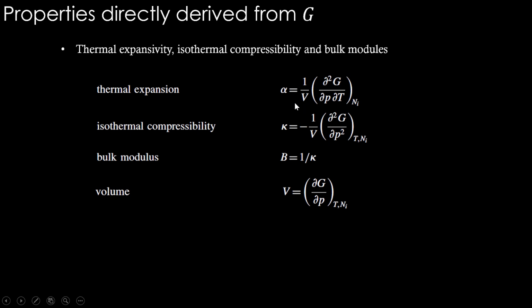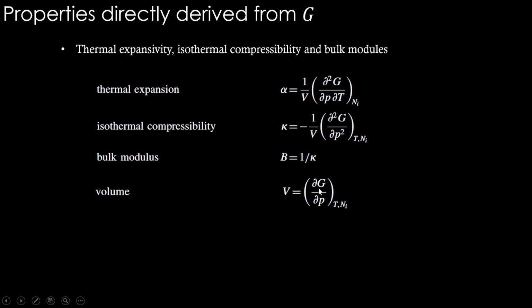Thermal expansivity is given like this: 1 by V ∂²G by ∂P∂T, with constant number of moles of elements. Isothermal compressibility is minus 1 by V ∂²G by ∂P², with constant temperature and number of moles of elements. Bulk modulus is the inverse of this compressibility. Volume is straightforward, ∂G by ∂P.